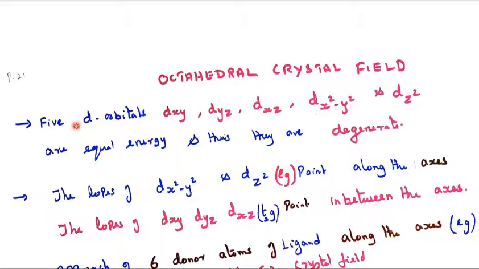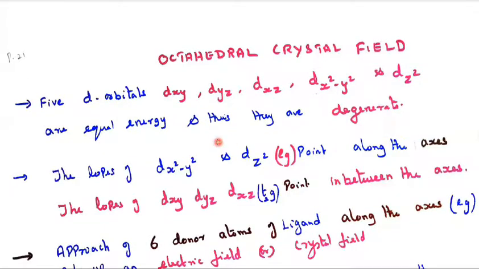Almost all the d transition metal or d block elements have five d orbitals, that is dxy, dyz, dxz, dx square minus y square and dz square. The dxy, dyz, dxz all lie in between the axial lines, so they are called non-axial orbitals. But dx square minus y square and dz square have electron clouds lying along the axial lines, so they are called axial orbitals. They have equal energies in the ground state, so that is called degenerate. Degenerate means equal energy.